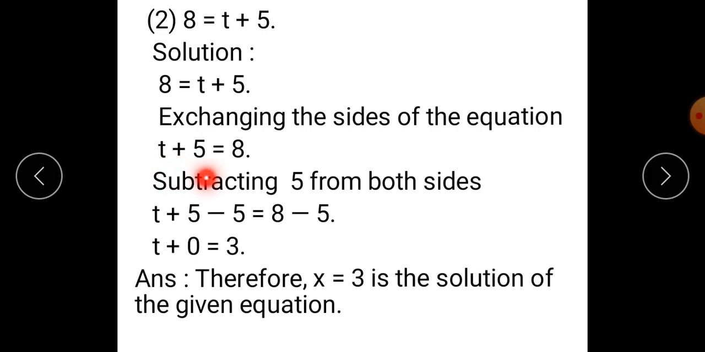Here addition operation is there, therefore subtracting 5 from both sides. T plus 5 minus 5 is equal to 8 minus 5. Plus 5 minus 5 gives you 0. Therefore t plus 0 is equal to 3. Answer, therefore x is equal to 3 is the solution of the given equation.